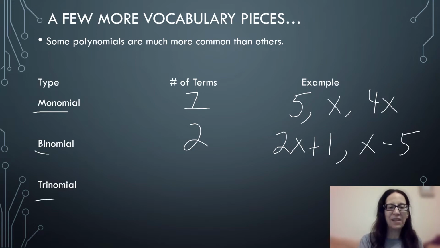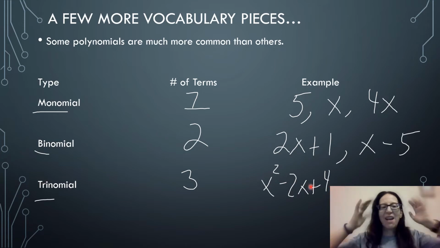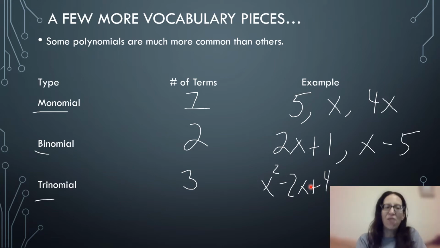And then hopefully this last one is pretty straightforward. The prefix tri means three. So a trinomial is a polynomial that has three terms, and pretty much all of your standard form quadratics would fit that description. So you have x squared, negative 2x, and 4 as the three terms, and 3 is tri. There you go. Now, past trinomial, we don't have specific vocabulary words for it because those are not anywhere near as common.